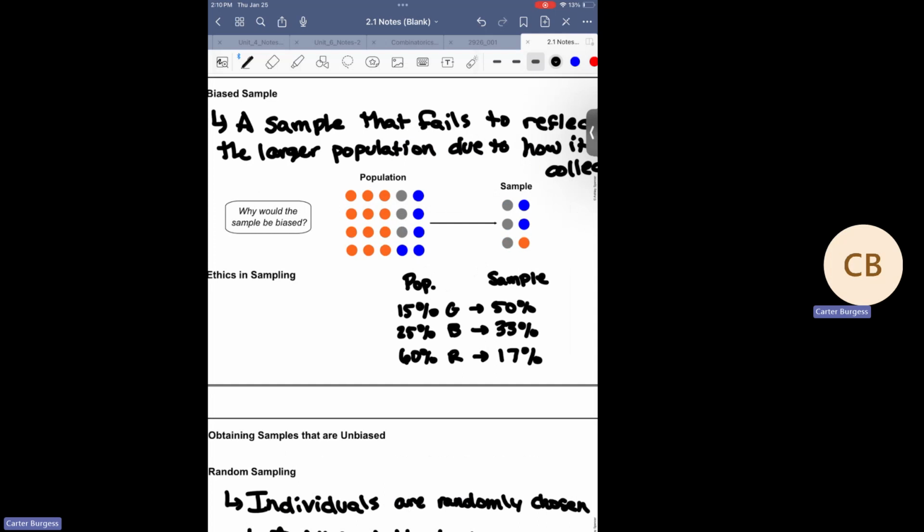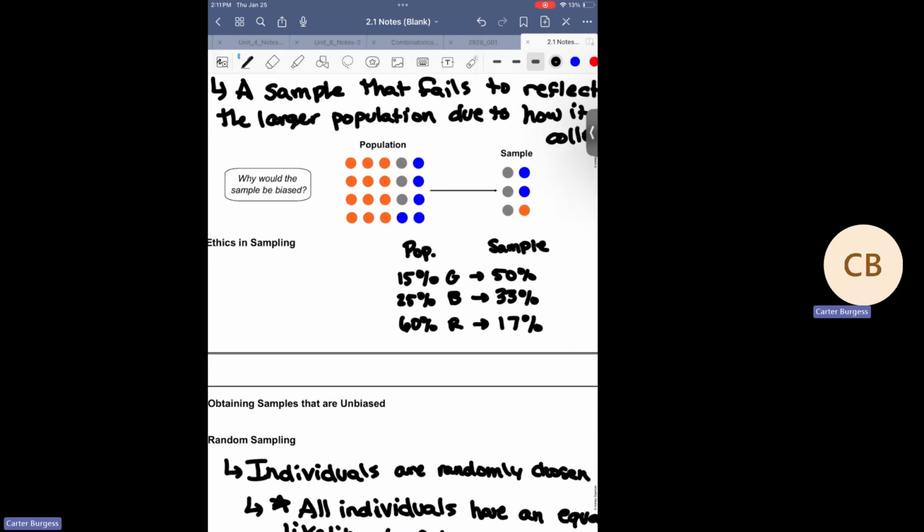A stratified sample here would be maybe we take our population of red dots. Their expected value was 60%, so maybe we pick 3 red dots. That gets us close to 60%. And then maybe we pick 2 blue dots. That gets us pretty close to that 25%. And then we pick 1 gray dot. That gets us pretty close to that 15%. So we ensure that what we get at the end is relatively close to the overall population. Don't have to worry about luck.